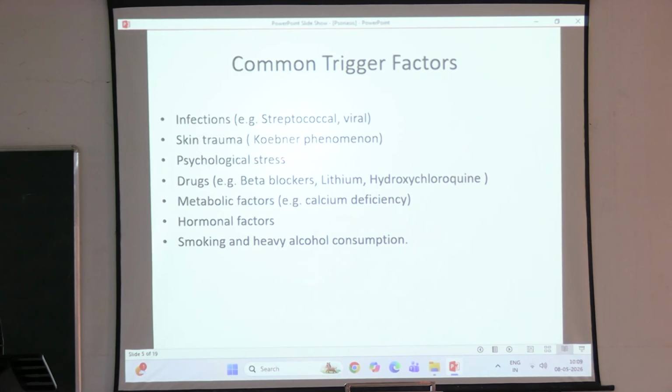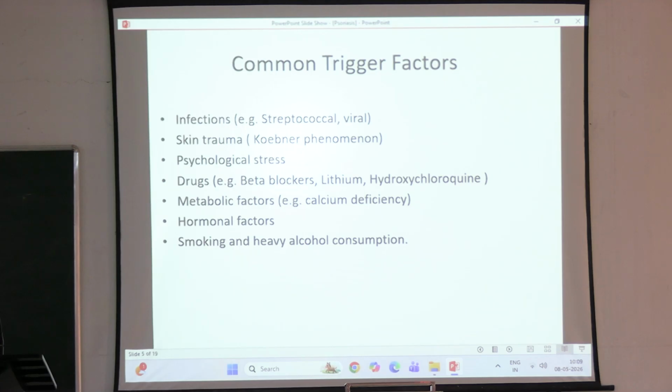Now coming to psychological stress. Stress also exacerbates the disease, so stress is a very important factor. Some medications like antihypertensive drugs, beta blockers, ACE inhibitors, non-steroidal anti-inflammatory drugs, hydroxychloroquine, sudden withdrawal of systemic corticosteroids, and lithium are drugs which can exacerbate the disease.